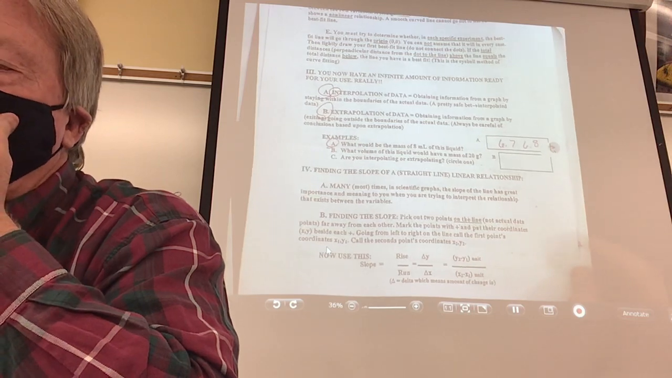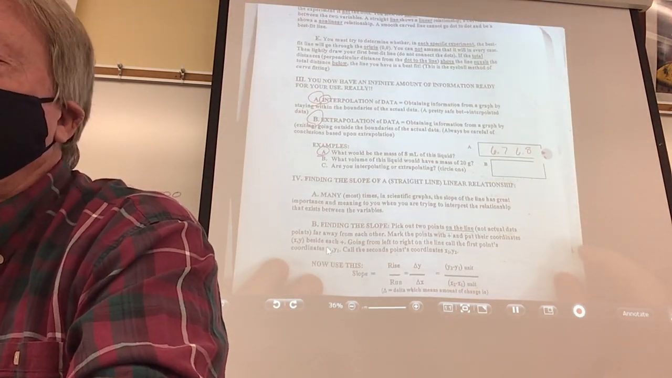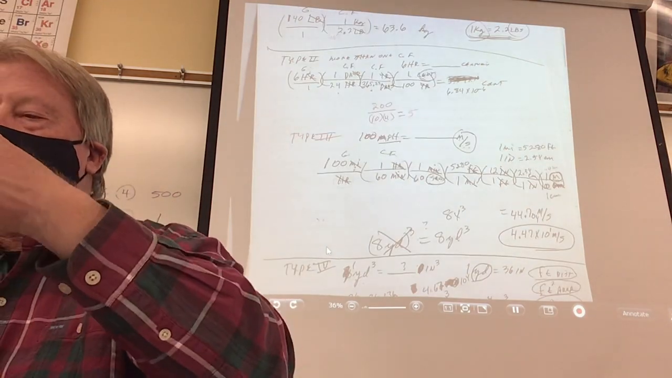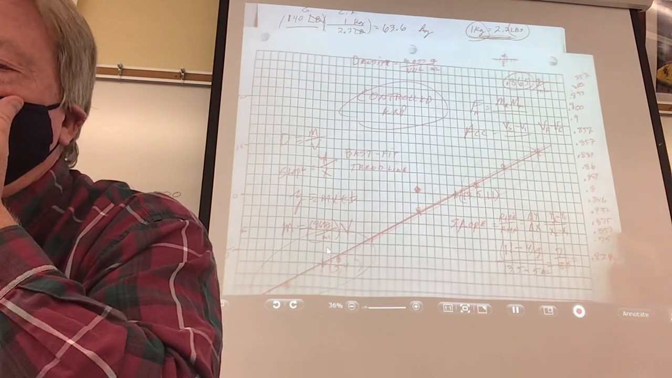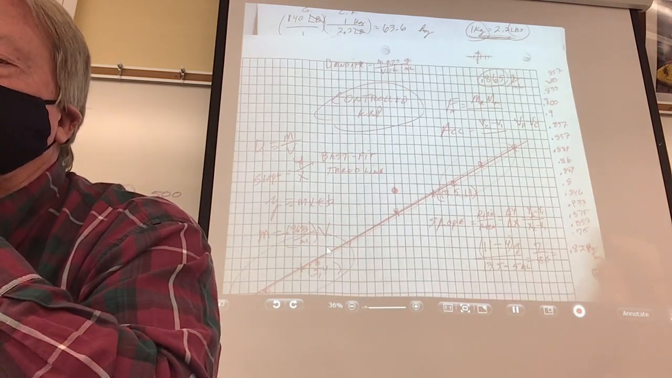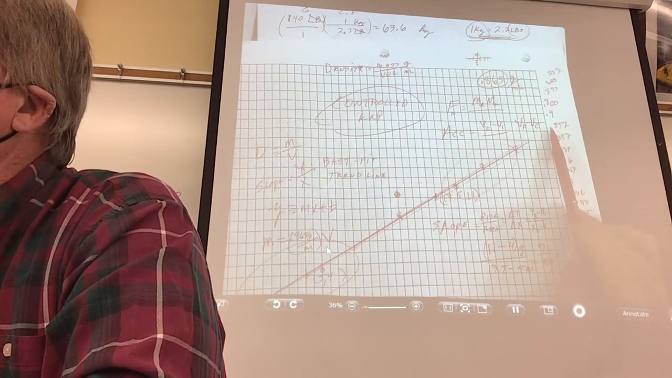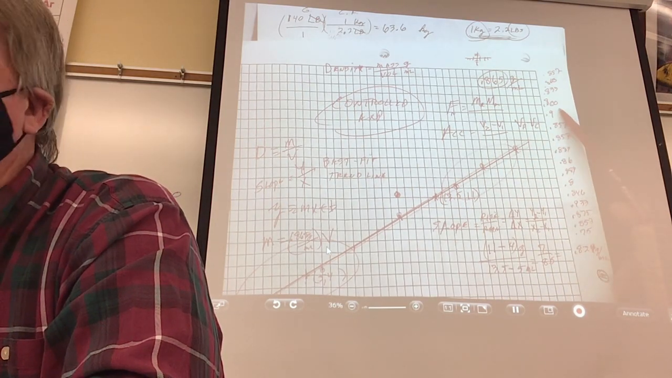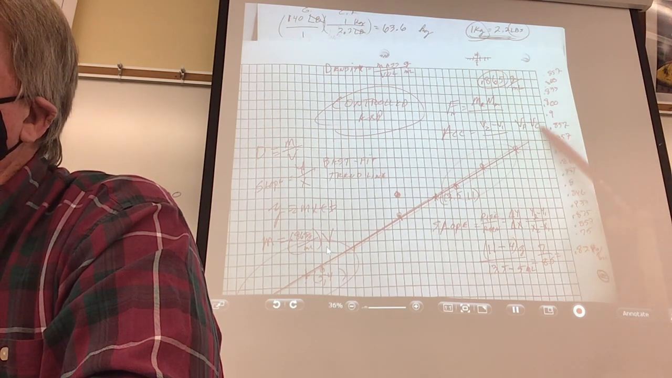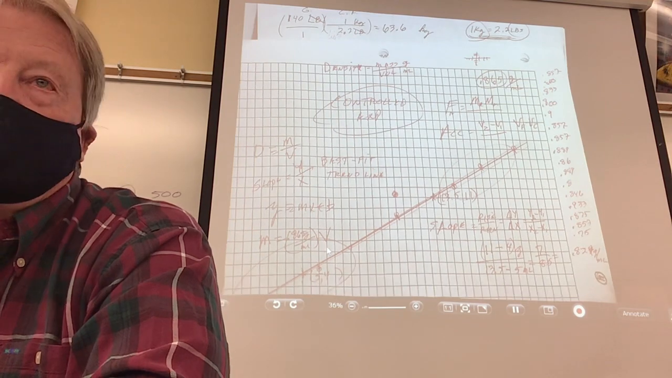It says, what volume of this liquid would have a mass of 20 grams? Let's get back to the graph. Now, there are two things I could do. 20 grams are up here, and my graph doesn't go there. I could extend the line. If my graph paper is bigger, I could extend the line and see where it hits, and then read straight down. But what else could I do?